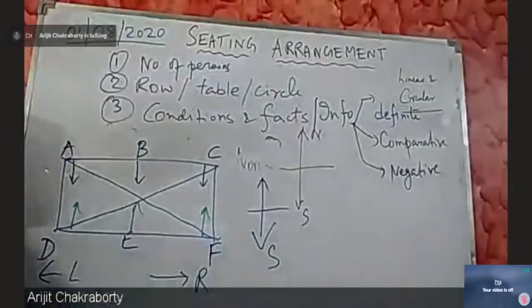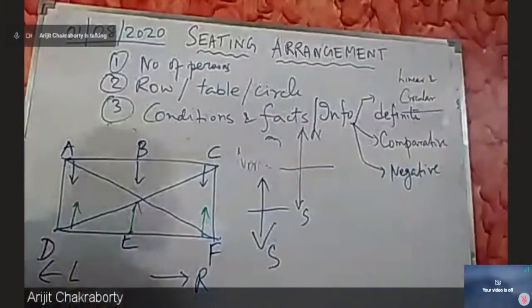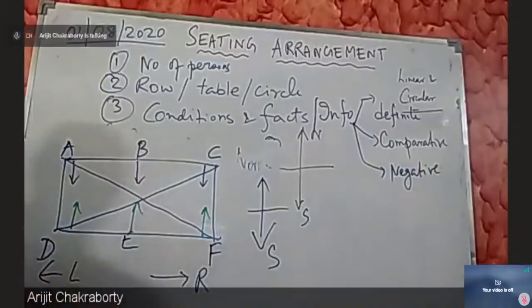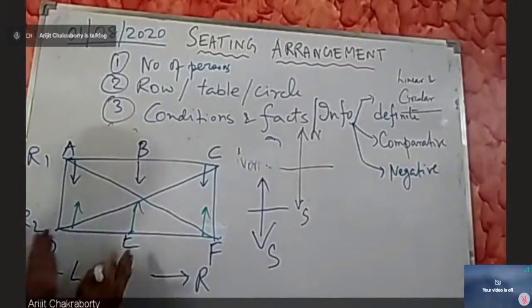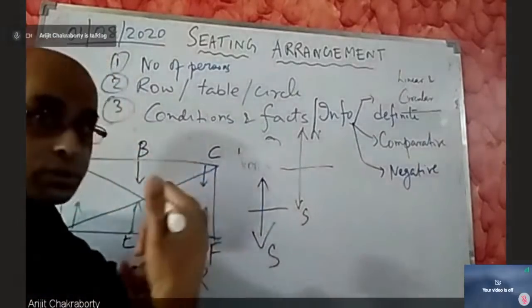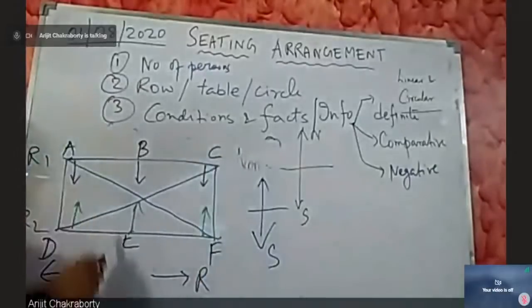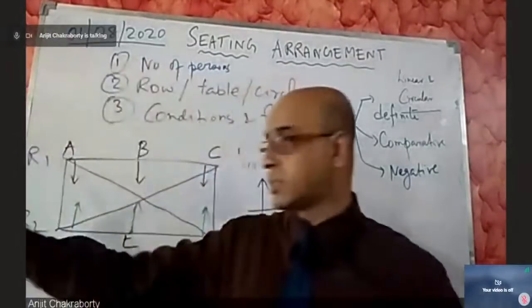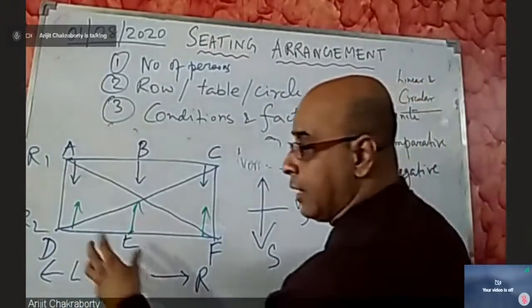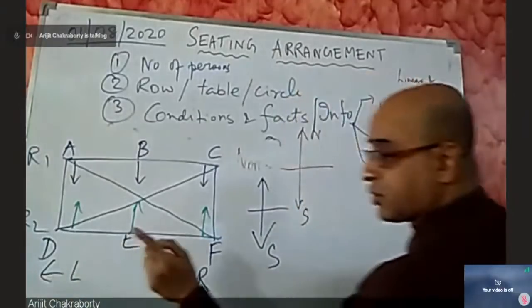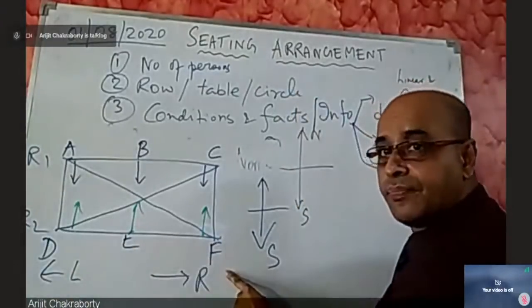So once again, let us analyze the row, seated in a row pattern. D, E and F, three persons sitting in the lower part. So this is maybe row number 1, row 2. So D, E and F are seated in row number 2 and they are facing north. So they are facing away. That means they are looking in this direction, opposite to you. So for them, this side is left hand side, and this side is right hand side. Therefore, D is seated to the left of E and F is seated to the right of E.